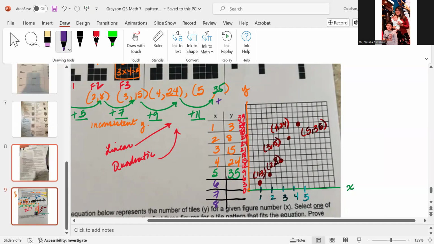After 11, what are you going to add it by? 46. Oh, no. What are you going to add it by next? And then, okay, so what's your next two numbers?